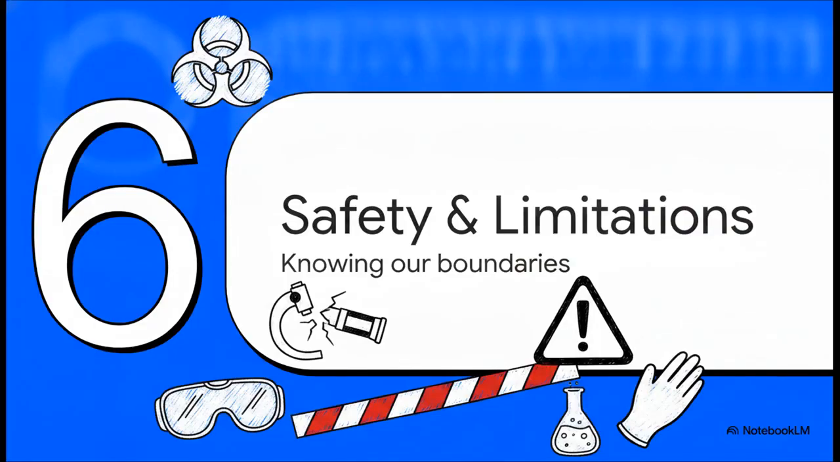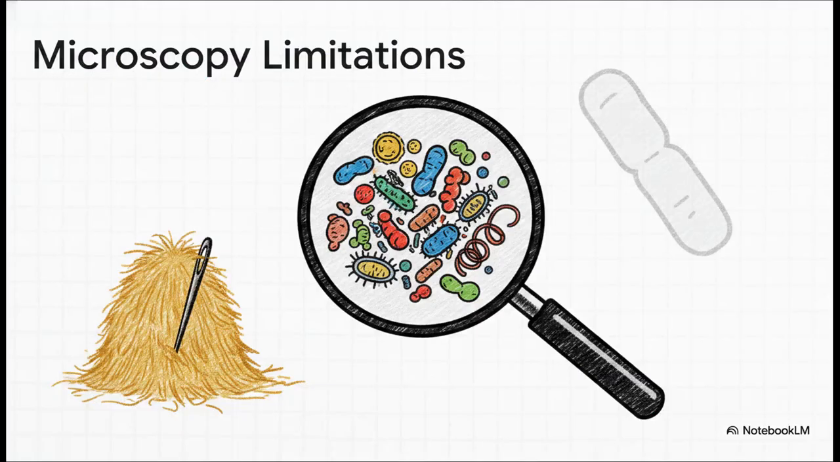Finally, Section 6, Safety and Limitations, Knowing Our Boundaries. As much as we absolutely love this microscopic sleuthing, we've got to acknowledge that while it is incredibly powerful, it's not invincible. We have to respect its limitations. First off, we can't identify the exact specific species of bacteria just by looking at them. We can only group them generally. We also face low sensitivity in certain samples, like blood smears. In those cases, finding the culprit is honestly like finding a microscopic needle in a haystack.